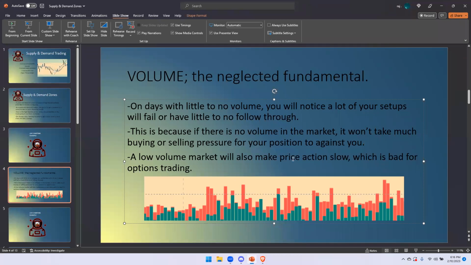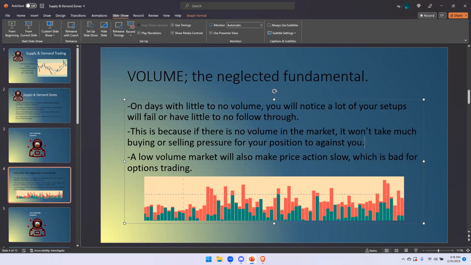Another reason is if there's no volume in the market, it won't take a lot of buying or selling pressure for your position to go against you. For example, say we're going up on little volume and you catch a call. All it's going to take is a little bit of selling pressure, and that will go against you really, really fast. Because if there's no volume, it's not going to take much to run against you.